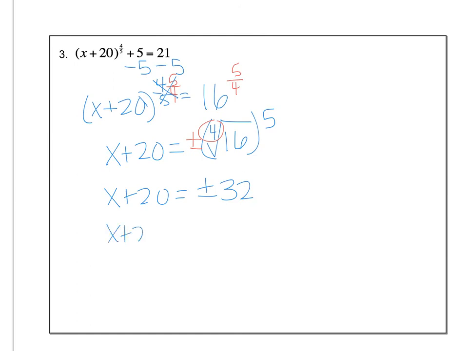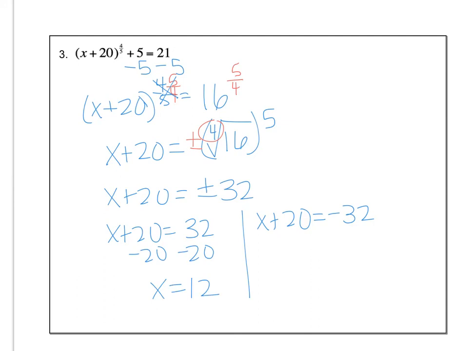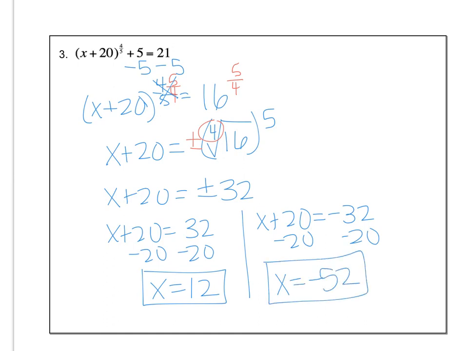And then since this has a plus or minus sign, I would encourage you to write two equations, one with the positive 32 and one with the negative 32, and then we're going to solve each of them. So this one, if I subtract 20, I get x equals 12. And then this one, if I subtract 20, I get x equals negative 52.